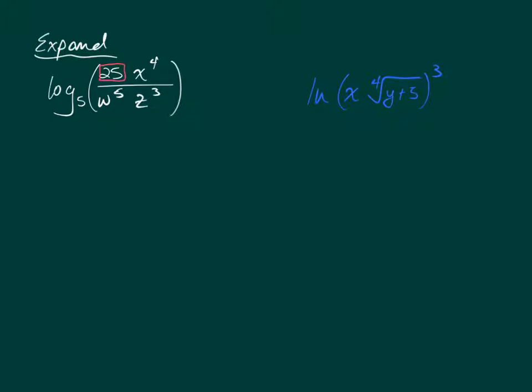There's a base of 25, a base of x, a base of w, and a base of z. So I've identified 4 different bases: 1, 2, 3, 4. What that means is that when you expand this log, you will write 4 different logs, and they all have to have the same base as the original log. So log base 5, each log will be base 5.